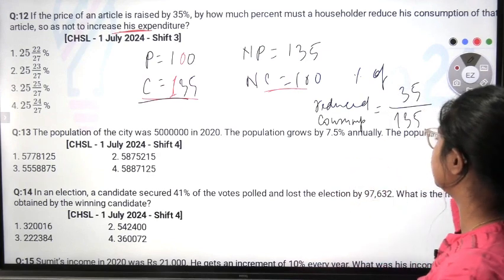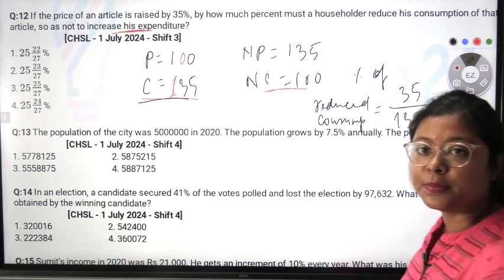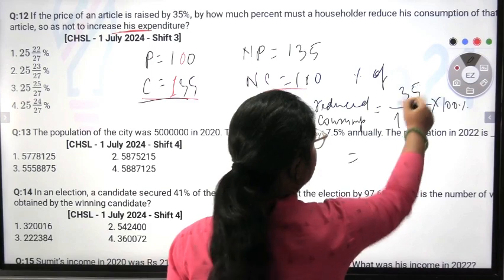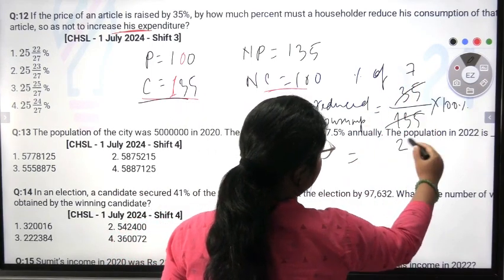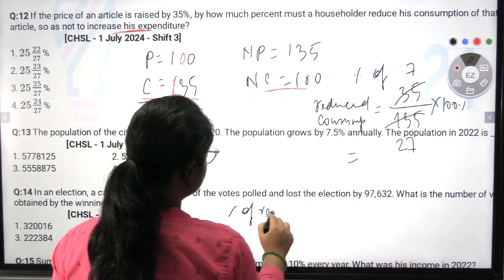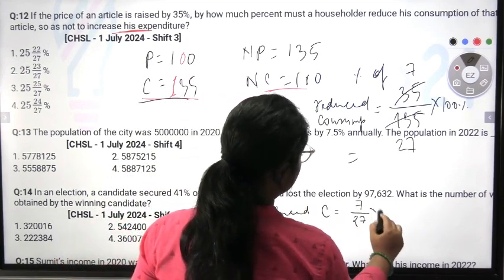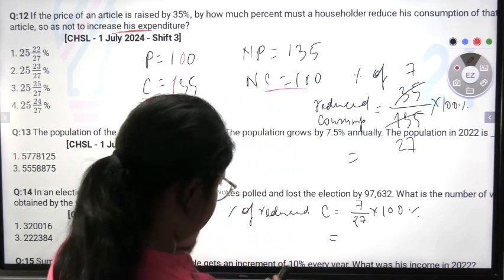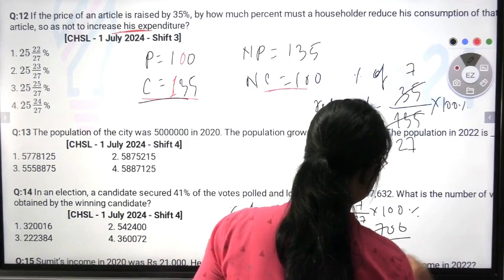So reduced consumption is 35 by 135 into 100%, because you need to find the percentage. If I do the calculation, I get 7 by 27. So the percentage of reduced consumption is 7 by 27 into 100%. So if you do 7 by 27, it is 700 by 27%.